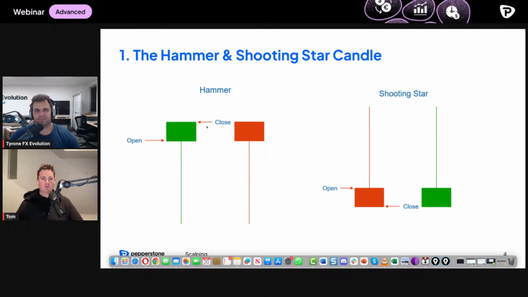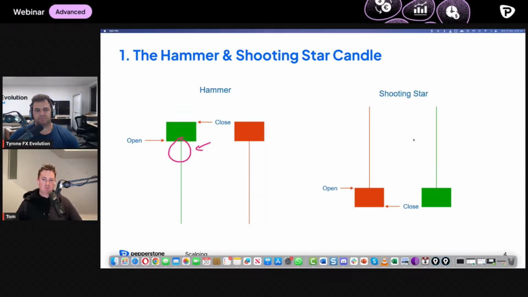Yeah, so let's go through what a hammer and a shooting star actually are. But Ty, do you want to explain why these are the most popular? What's so special about the wicks on these? Absolutely. Look, the wicks are actually what make the candles so unique. What you can see here, obviously the open and the close make up the body of every candle. So you can see here, we've got the open and the close marked with two red arrows. What that's really telling us is where the market actually opened and where it closed.